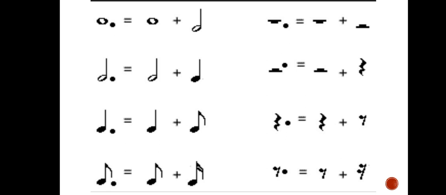And below it, in the last row, we have a dotted quiver. A dotted quiver will give you a quiver itself plus a semi-quiver. You see the semi-quiver has 2 tails. I think you can understand that. On the right hand side, the same thing has happened as on the left hand side, but the only difference is that on the right hand side, these ones are rests, and the ones on the left hand side that we just looked at are notes. So the left hand side is sounded while the right hand side is kept silent.